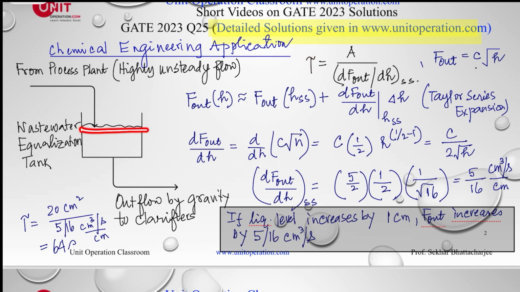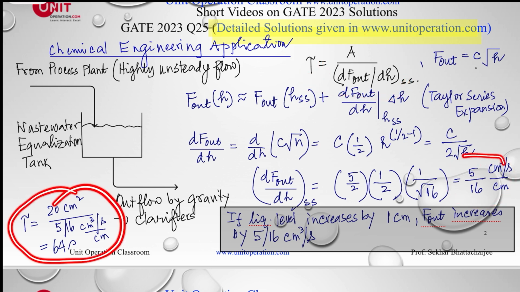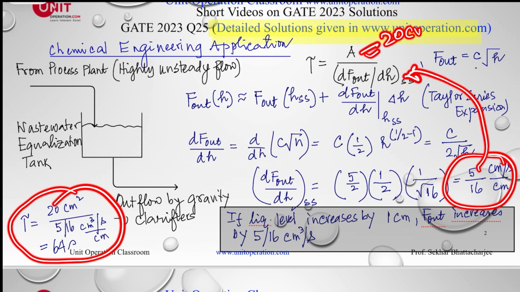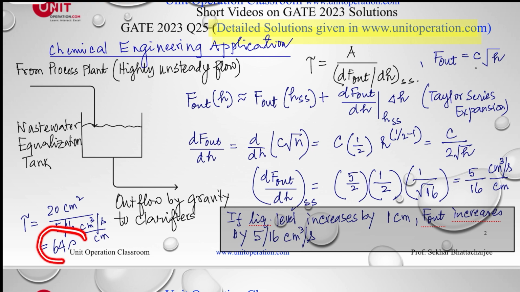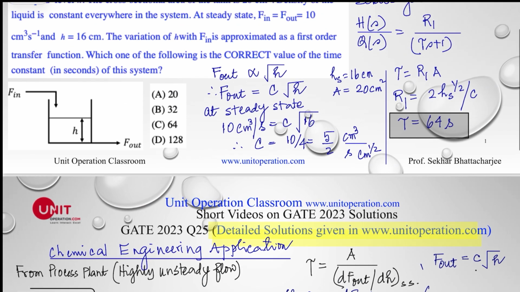As you can see, the volume and the volumetric flow rates are related, and that's basically, as we know, the time constant. Once we substitute this value, and we know the area is 20 centimeters square, we can get the value of tau as 64 seconds, which we have seen before, right here.